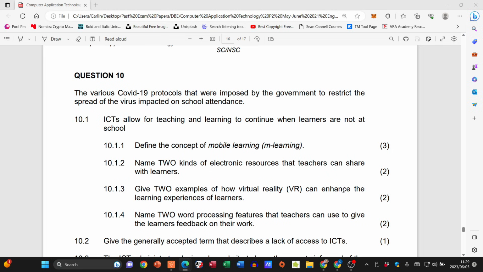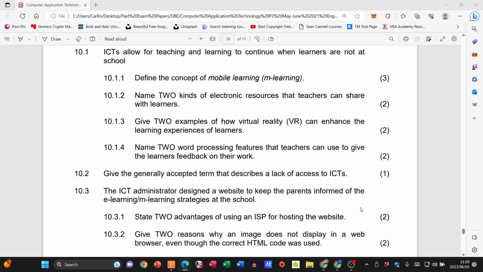So how can it enhance the learning experiences of learners? Well, you can do virtual 3D educational tours. You can simulate science experiments. You can develop their skills through various simulations. I mean, you've seen flight simulators and racing simulators, right? All of these can enhance the learning experience. And you can use any of those examples.